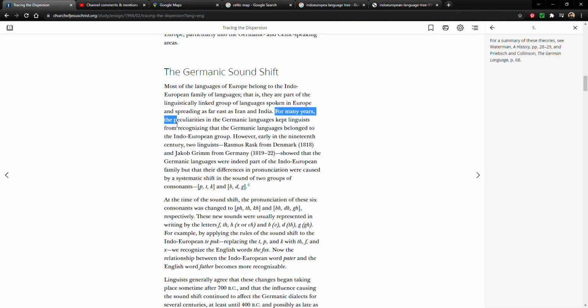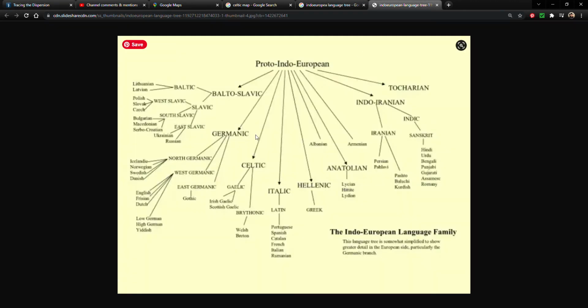For many years, the peculiarities in the Germanic languages kept linguists from recognizing that the Germanic languages belong to the Indo-European group. Interesting. Okay, you get that? Because of the oddities, they weren't even sure that Germanic belonged here. And those oddities, of course, would have come from what he's saying, the Hebrew influence.